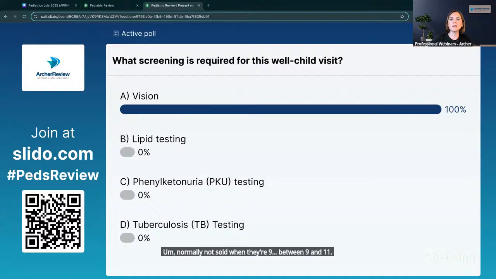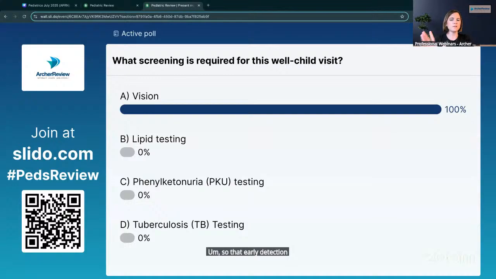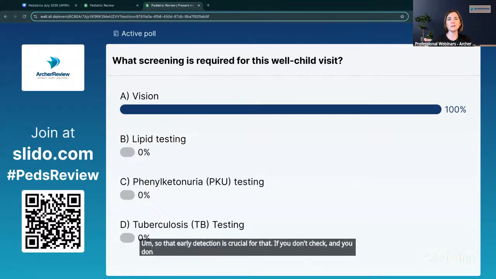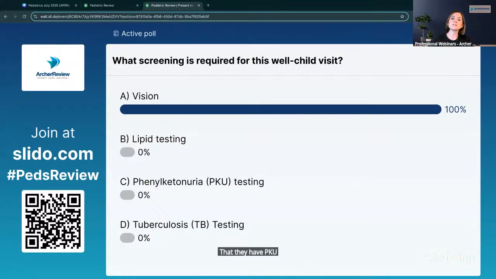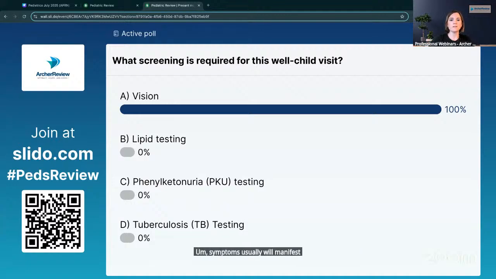Choice C, PKU testing. PKU is a genetic metabolic disorder that you screen for in newborns, so early detection is crucial for that. If you don't check and you don't find out that they have PKU, it can lead to severe intellectual disabilities and other neurological issues. Symptoms usually will manifest early in life, so we don't need to test for that when they're 4.